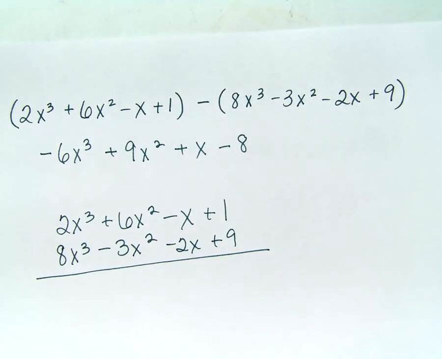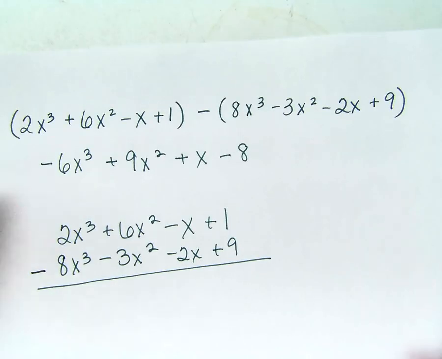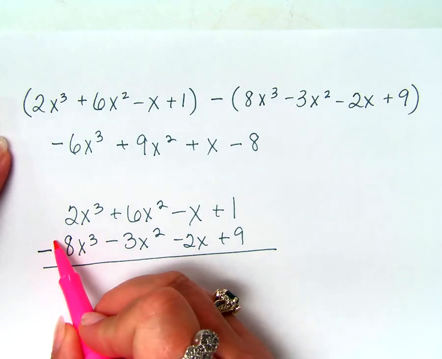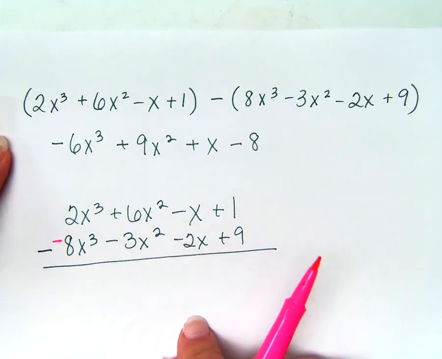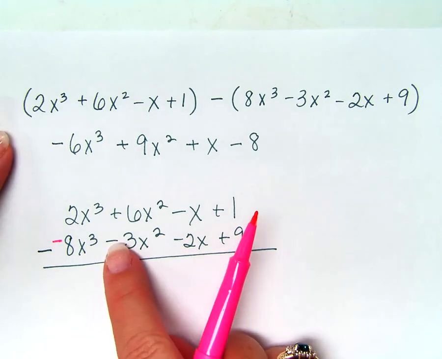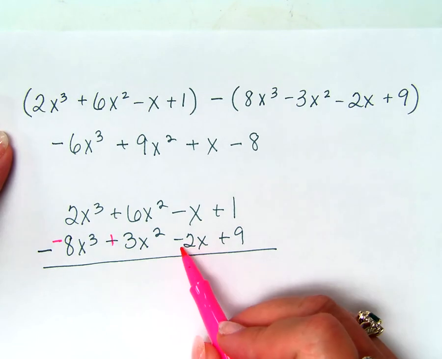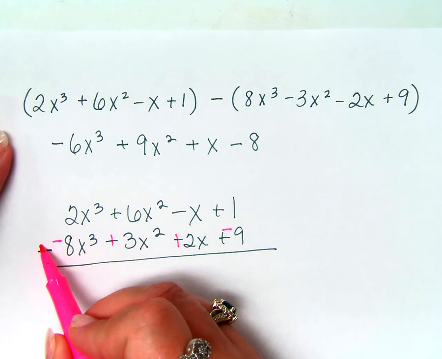One of the things that I want you to see, however, is that you can give yourself a visual clue that some subtraction is going on. We know that subtraction is going on. But subtraction is just adding the opposite, right? So we could make this into an addition problem where we add the opposite. This is 8x cubed. The opposite of that is negative 8x cubed. This is negative 3x squared. The opposite of that is positive 3x squared. Opposite, opposite. But remember, subtracting is adding the opposite.